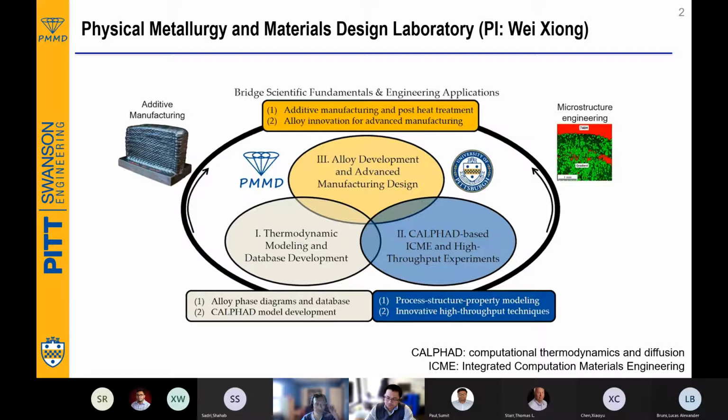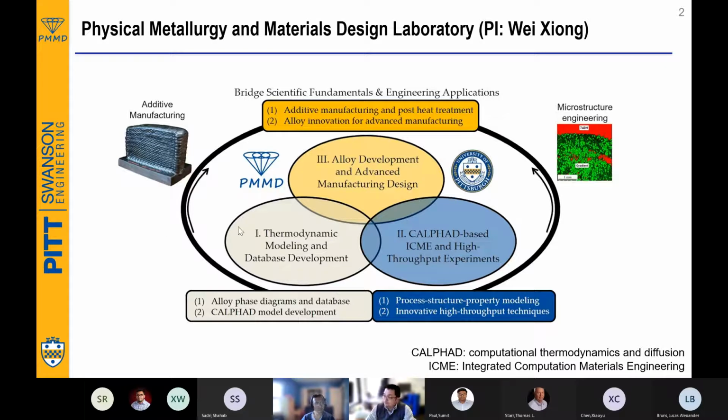The second part is CALPHAD-based ICME, integrated computational materials engineering. We do realize the data has to be calibrated, especially from the modeling, through experiments. So we focus on some high throughput experiments, and I have an example that we did before with additive manufacturing. Based on these two important parts, we would like to develop some new prototype alloys and study the microstructure and mechanical performance relationships. Then we focus on different types of advanced manufacturing techniques, and 3D printing is certainly one of the major focuses. CALPHAD is the method of computational thermodynamics and diffusion.